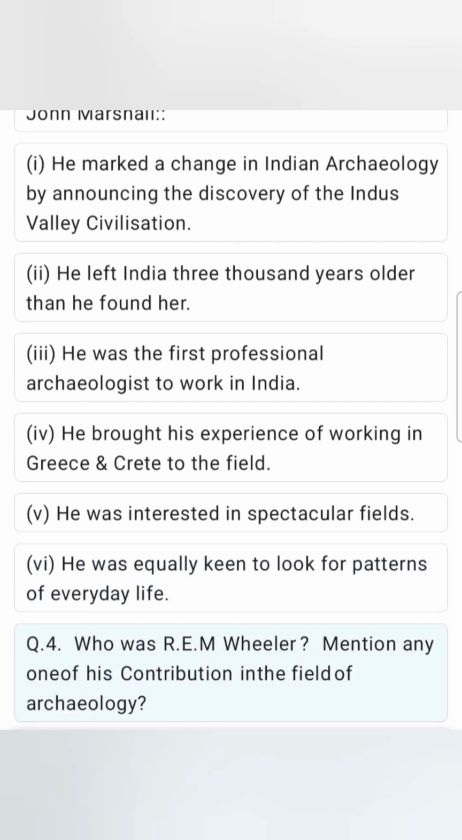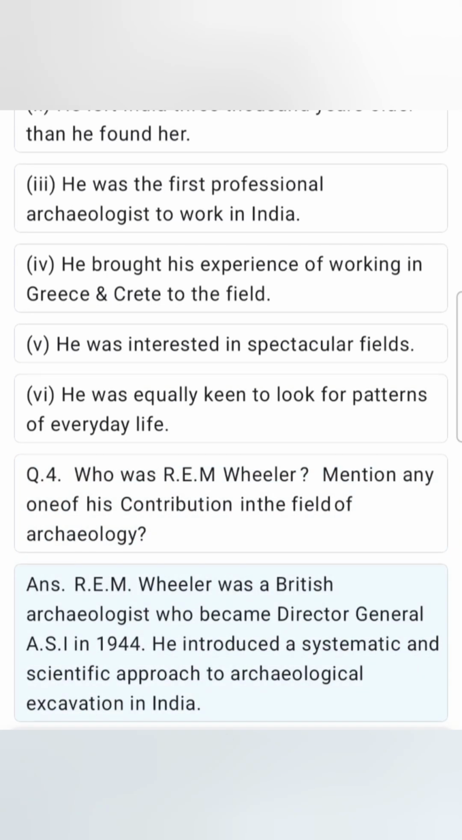Q. 4. Who was R.E.M. Wheeler? Mention any one of his contributions in the field of archaeology. Ans. R.E.M. Wheeler was a British archaeologist who became Director General of ASI in 1944. He introduced a systematic and scientific approach to archaeological excavation in India.